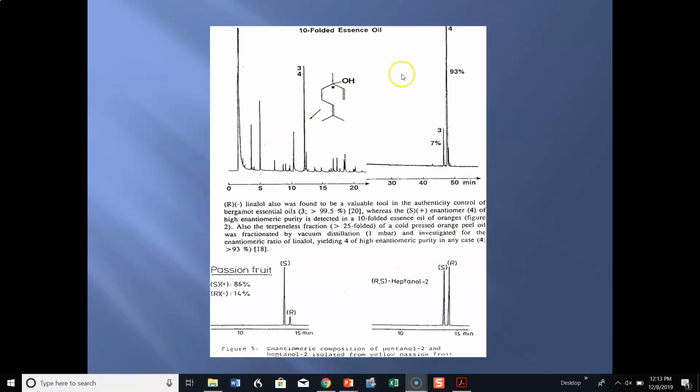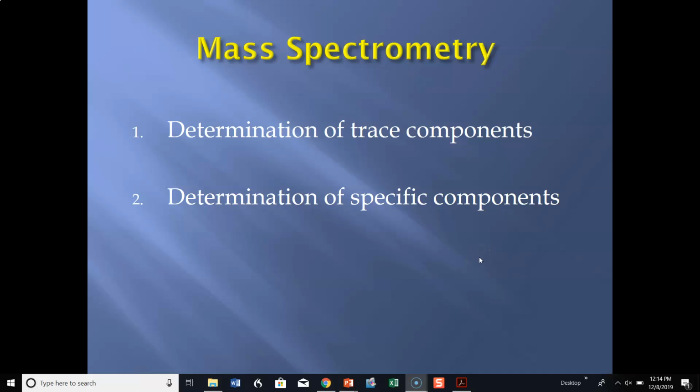And so this is an example for linalool, shown in the top figure, differentiating authenticity of bergamot, and the bottom shows an example of passion fruit for 2-pentanol, and whether it's produced by a plant or as a racemic mixture. So again, very hard to replicate, very hard to make chiral isomers to spike and therefore adulterate. So it's a good choice.